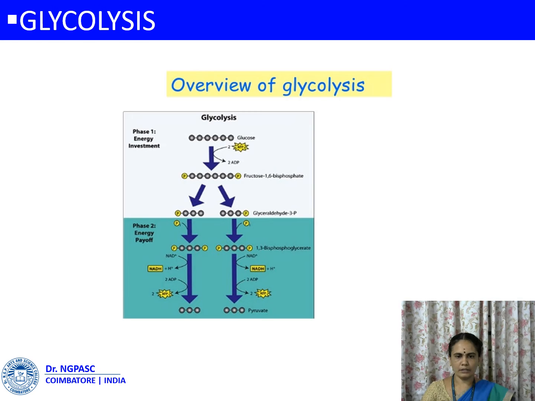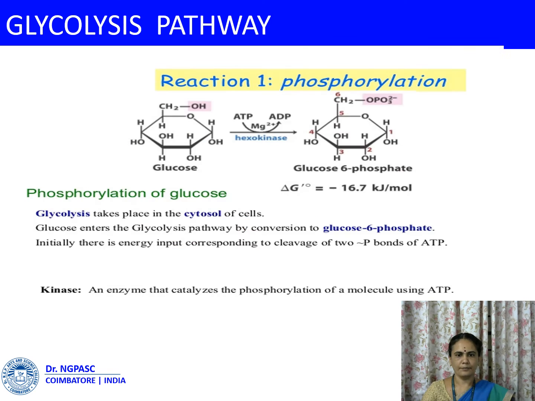Overview of glycolysis. Glycolysis is divided into two phases. In phase 1, up to the conversion of 6-carbon glucose into 3-carbon sugars, energy is invested. But in the second phase of reaction, energy is synthesized. We are going to learn the individual steps of reaction in glycolysis from the following slides.